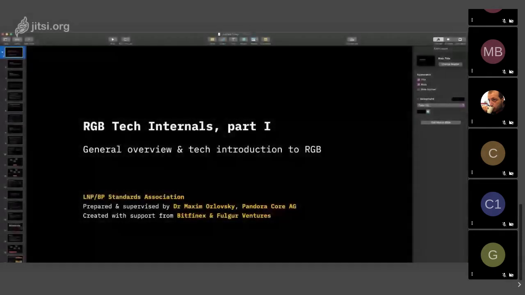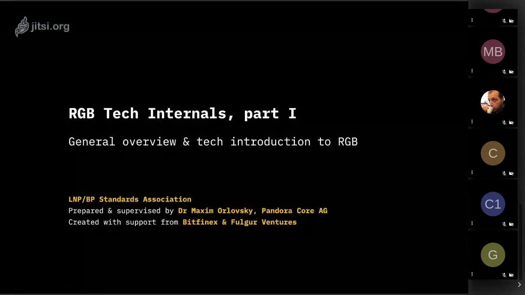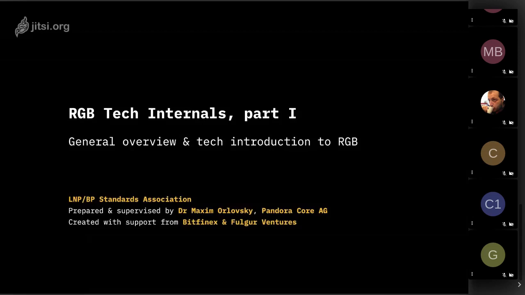Okay, I assume that we are all fine to start the presentation. So I will start with the slides. Do you see the slides? Yes, we can see the slides. So you see the slide full screen, correct? Yes. Not the application. Okay. So I will proceed now.